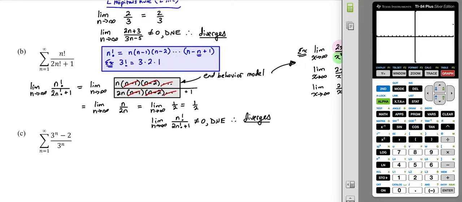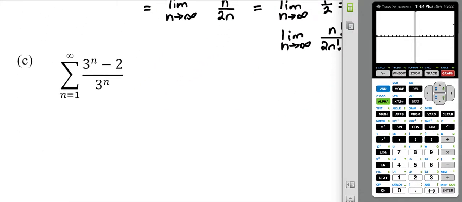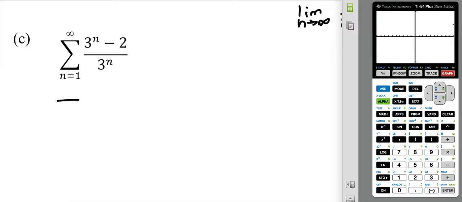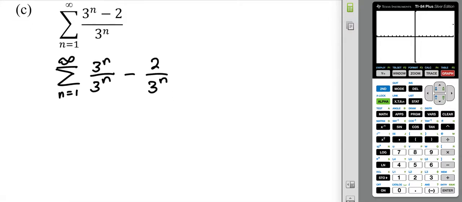All right, so looking at C, I see here that I have a difference in my numerator, so I'm going to write this as two separate summations before I even get started, because I have 3 to the nth over 3 to the nth minus 2 over 3 to the nth. All right, 3 to the nth over 3 to the nth goes to 1, so that's nice.